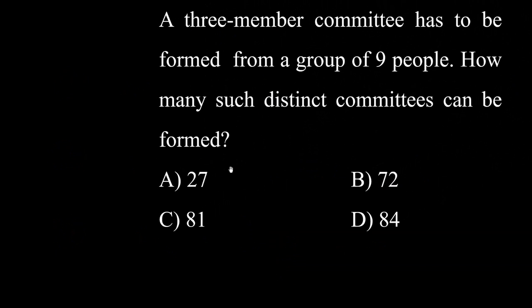Next, committee, team. A three-member committee has to be formed from a group of 9 people. Here, are any positions given? No. When there are no positions, it's combinations only. If the question said the committee is for secretary, president, vice president, with positions given, then we have to think about arrangements.